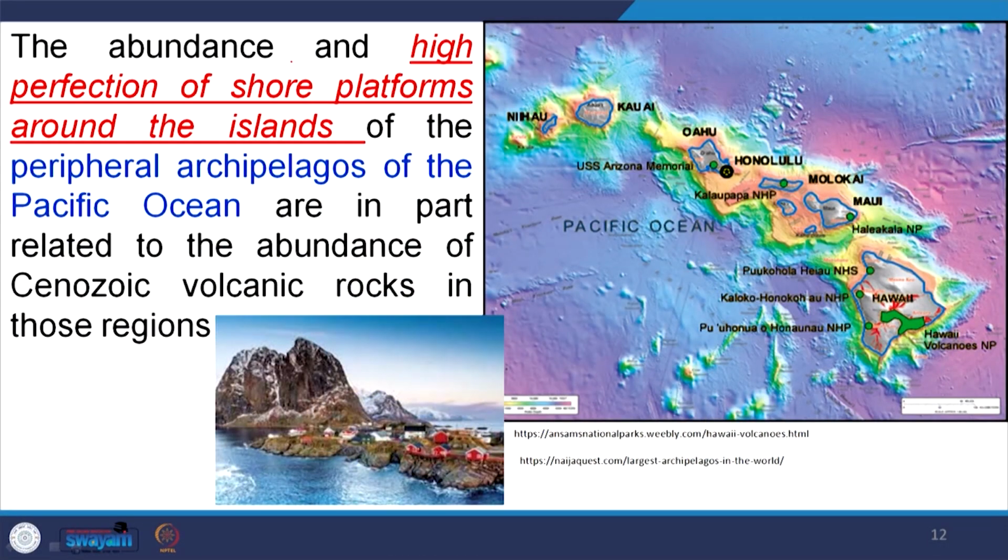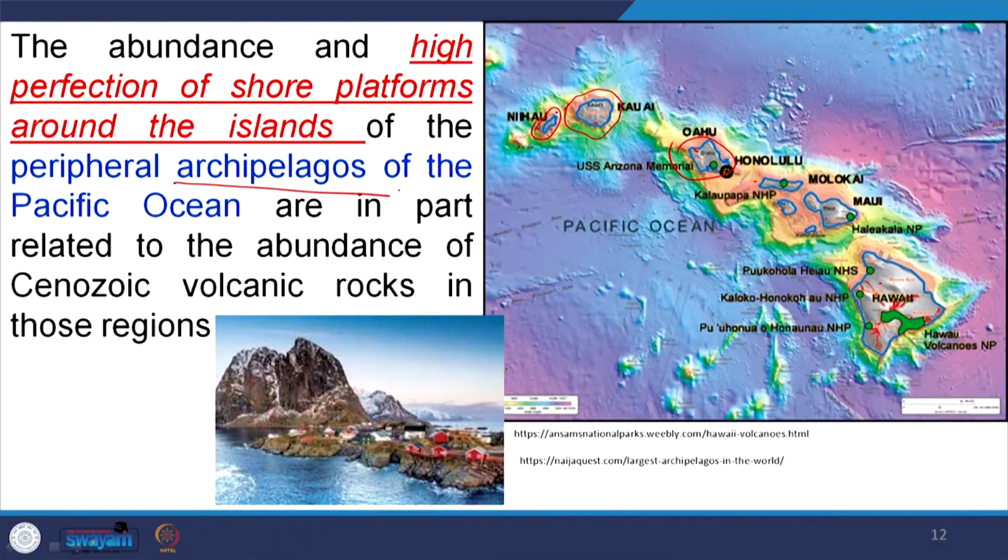The abundance and high perfection of shore platforms around the islands of the peripheral archipelago of the Pacific Ocean are partly related to the abundance of Cenozoic volcanic rocks in those regions. So, that means we have a number of volcanoes there. At the periphery of these volcanoes, this type of weathering and these types of geomorphological features are mostly found. And an example given is this Pacific archipelago.